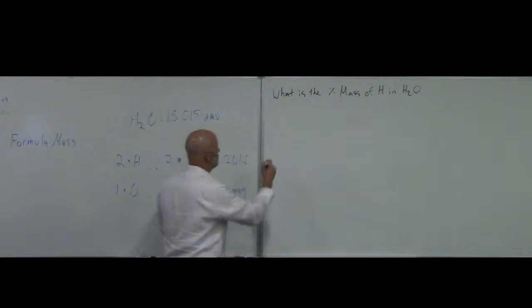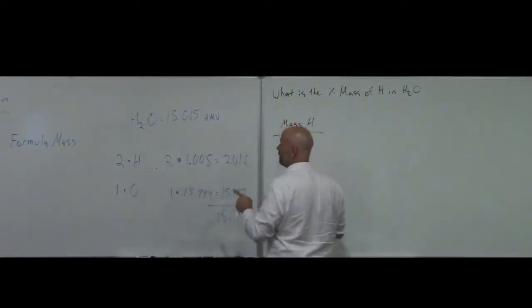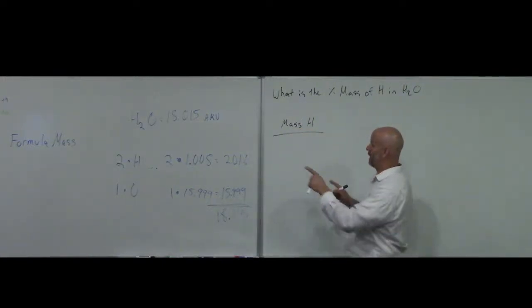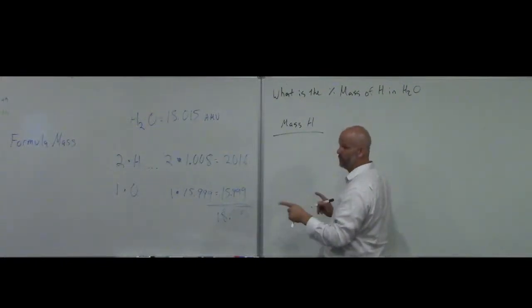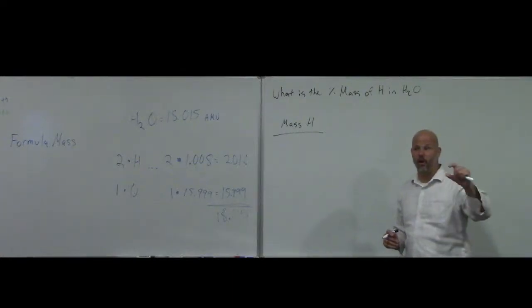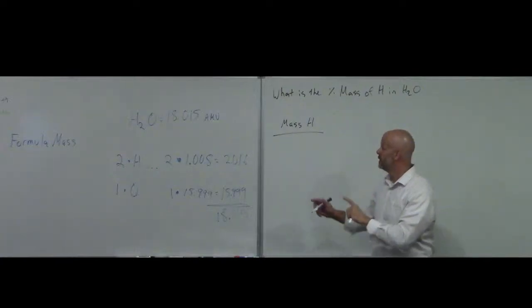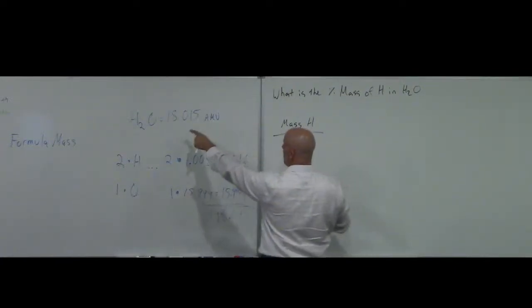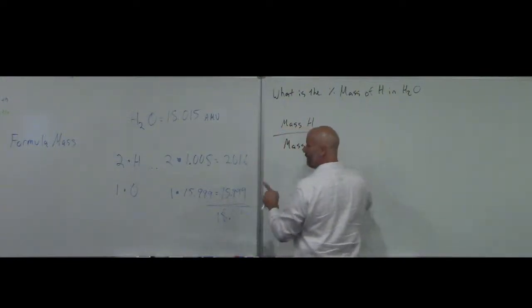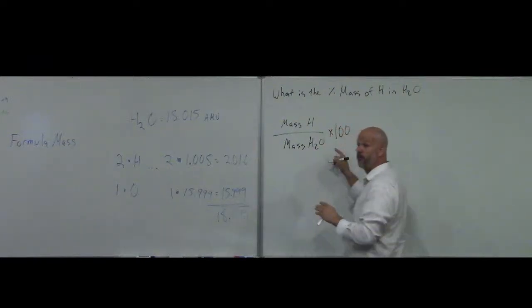Okay, so the mass of hydrogen, divided by what? 100? Not yet. I'll get to my 100, but I need the mass of hydrogen done. What am I doing with it? I'm looking for a percentage. So I have a certain part, and I want to know what percent it is of the whole. So I divide the mass of hydrogen by the mass of water, and that's going to give me a decimal form. And then to get a percent, I multiply it by 100. So that's my formula.